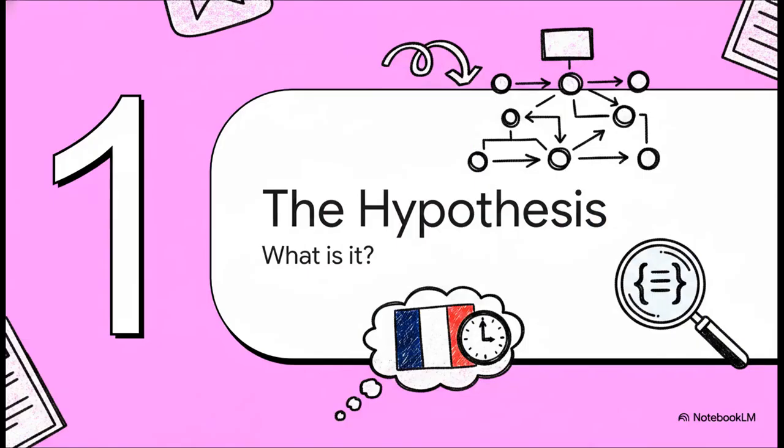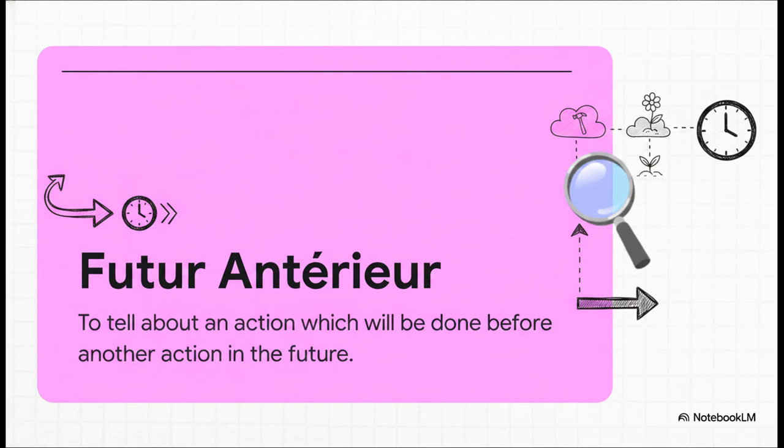Okay, so first up, the hypothesis. Let's figure out what this grammatical tool, the futur antérieur, actually is. Here's the key idea. The whole point of the futur antérieur is to talk about an action that will be done before another future action even starts. It's all about creating a timeline for the future. You're basically saying, first this will have happened, and then that other thing can happen.